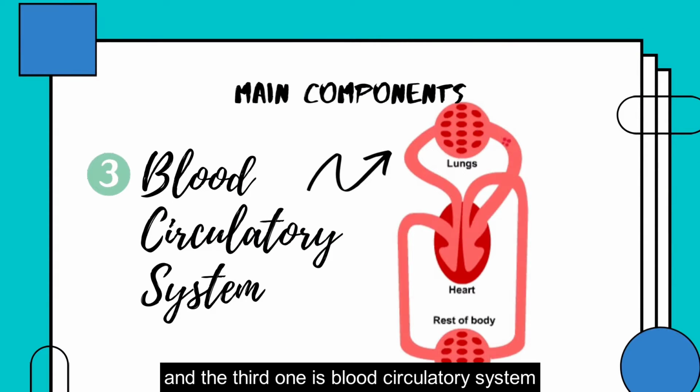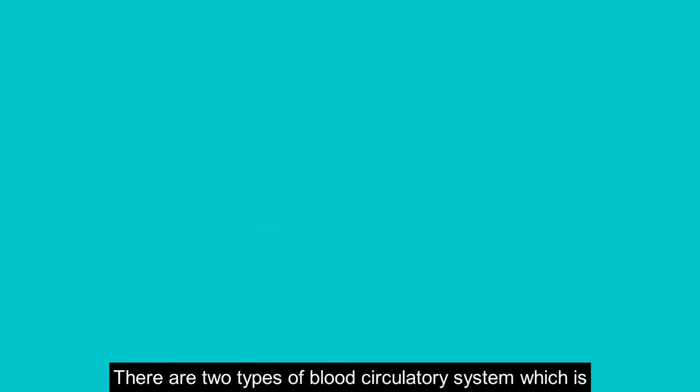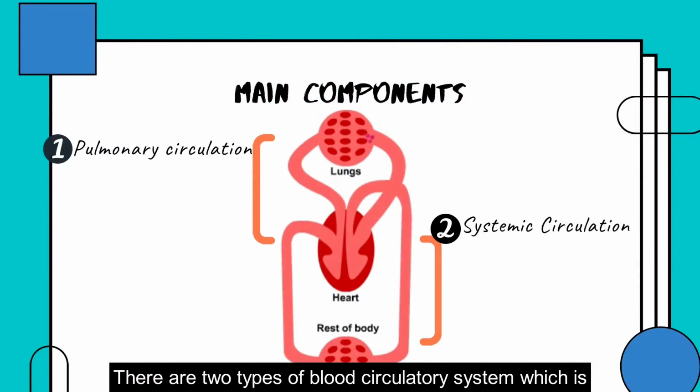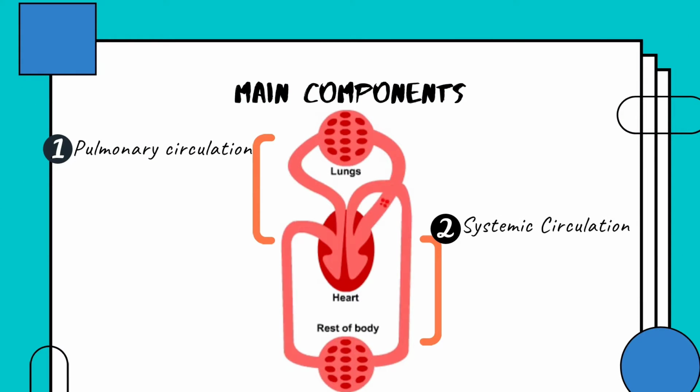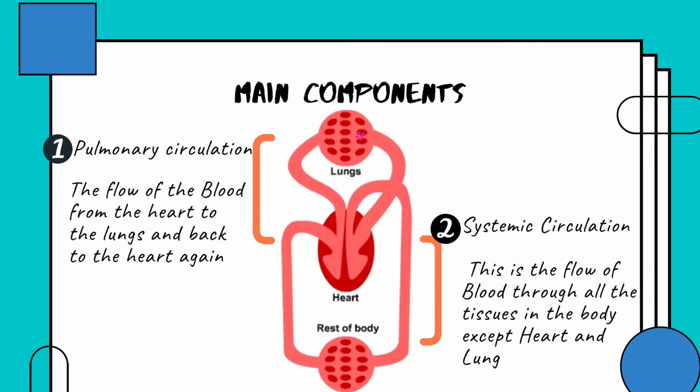And the third one is the blood circulatory system. There are two types of blood circulatory system, which are pulmonary circulation and systemic circulation. The pulmonary circulation is the flow of the blood from the heart to the lungs and back to the heart again. The systemic circulation is the flow of blood through all the tissues in the body except the heart and lungs.